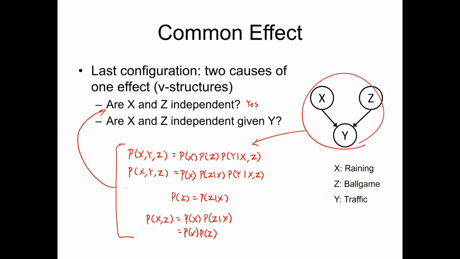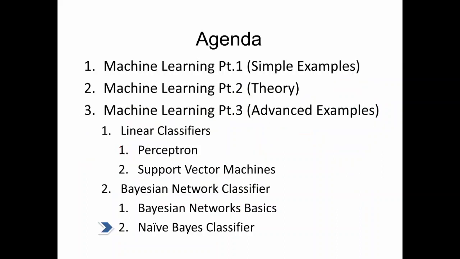And the second question is, are x and z independent given y? Given that you know whether there's a traffic or not, are raining and having a ball game independent? The answer is no. Suppose both raining and ball game each contribute to there being a traffic. And suppose you know that there's a traffic. Then, if we happen to know that it's not raining, then it's more likely that there's a ball game, and vice versa. And now we'll study how Bayesian networks can be used to build a classifier.